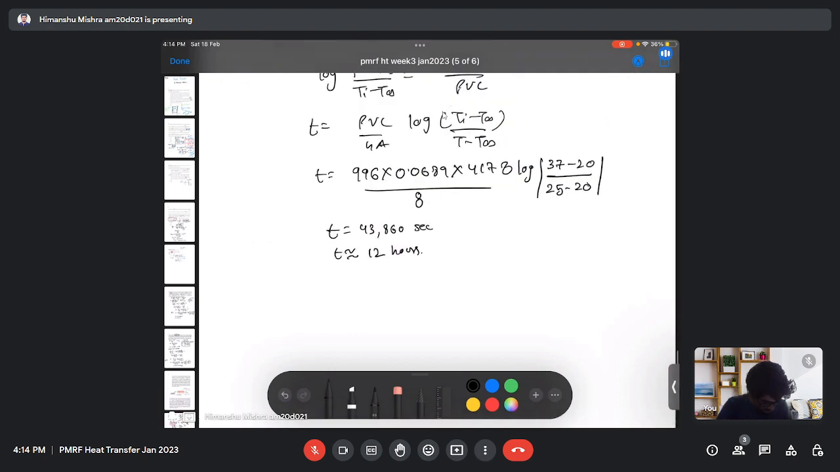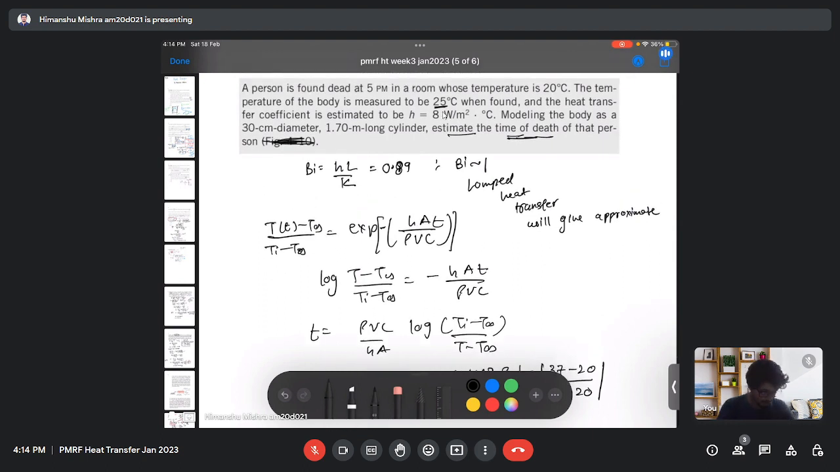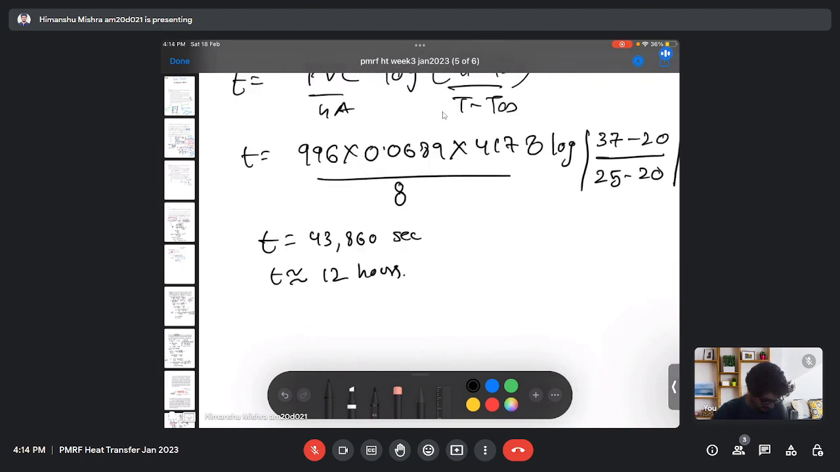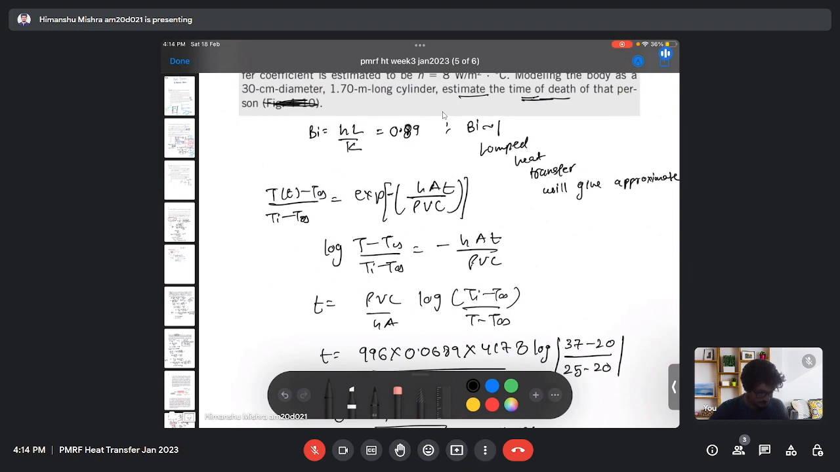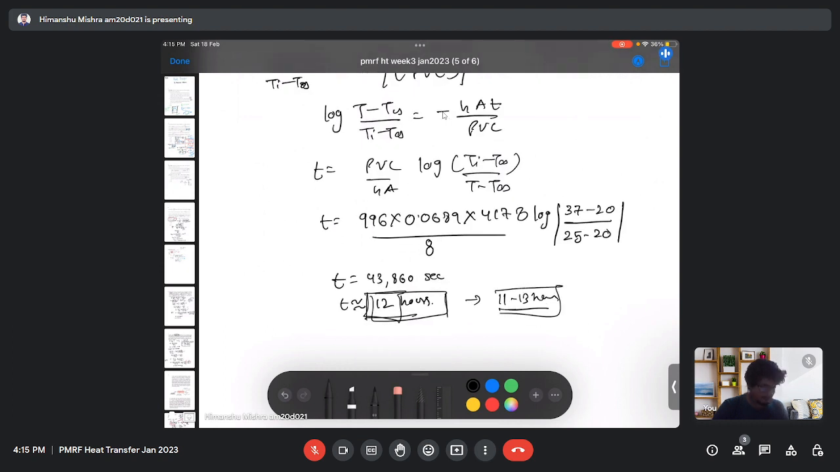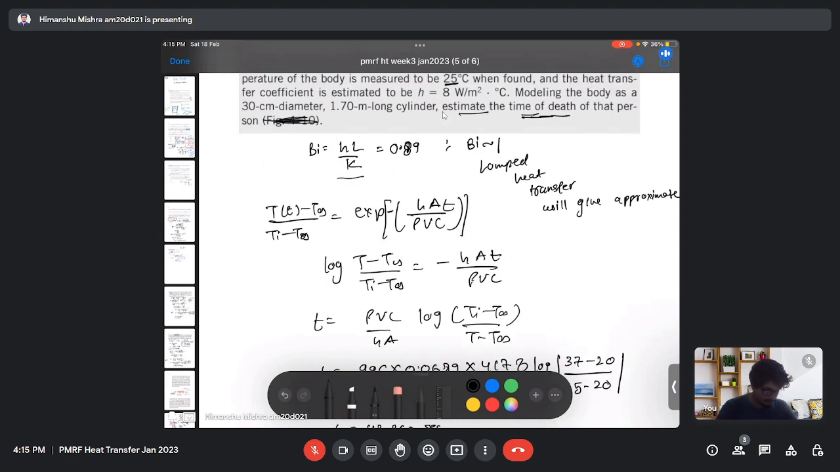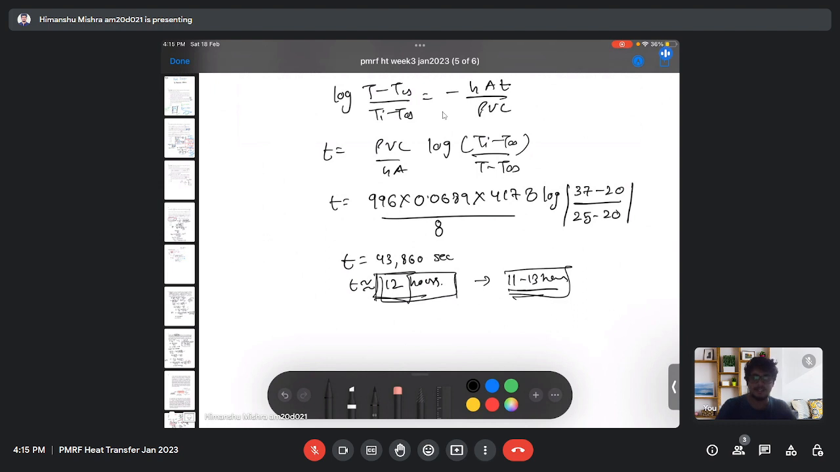So based on the lumped heat transfer analysis, we are able to estimate the time of death of the person. Now the Biot number is very close to 1, so this time will be a rough estimate. We can write it in terms of a range like 11 to 13 hours or something. If the Biot number in the same question is much less than 1 or close to 0, the 12 hours we get will be more accurate, and the range of time shortens itself. But the Biot number depends on the physical properties of the body, so it will be a rough estimation of the time.